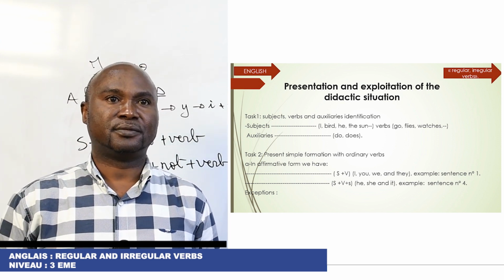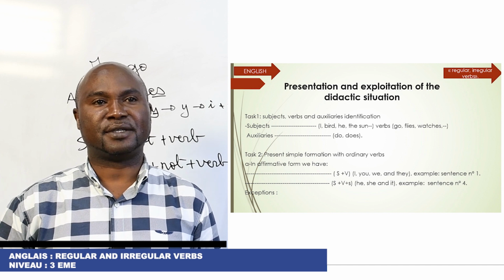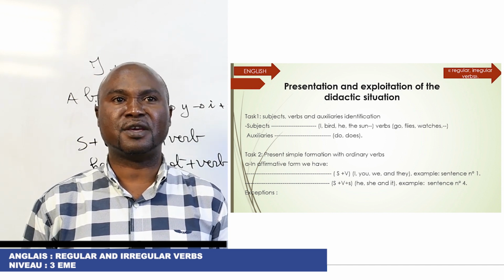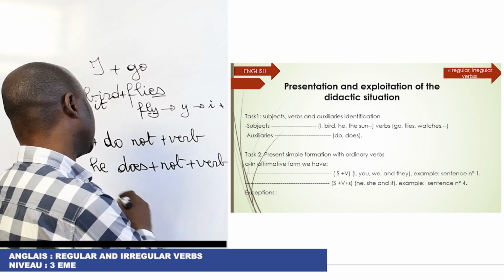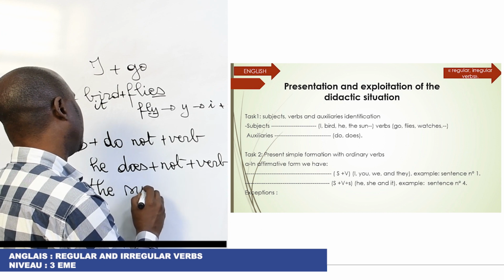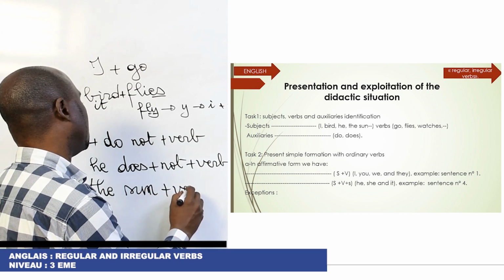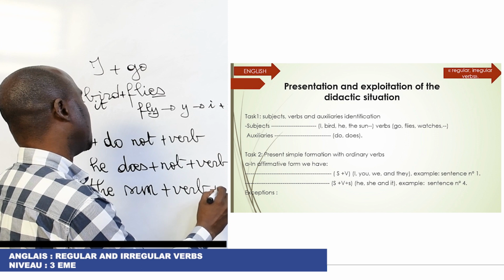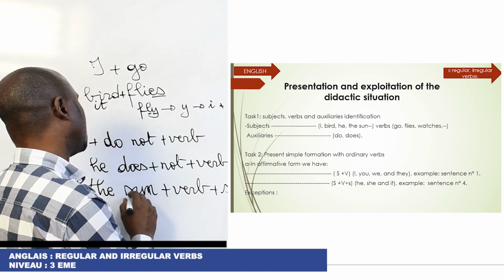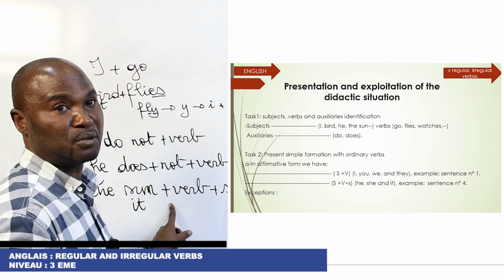Question 4. Where does the sun rise? The answer is, the sun rises in the east. The subject is the sun plus the verb, to which we add an s, because we can replace the sun by the personal pronoun it, third person singular.